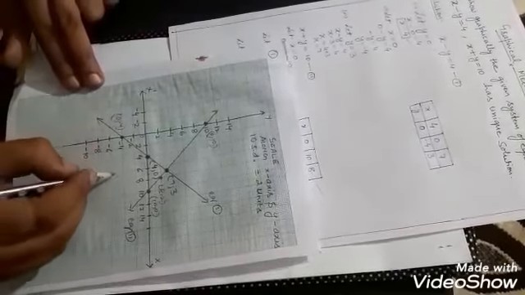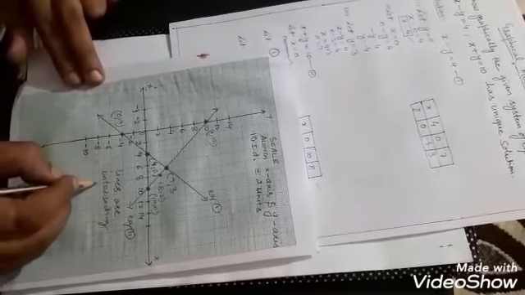Now we found that the two lines are intersecting. This is for equation 1. This is for equation 2. Now both the lines are intersecting at one point. So the equations will have unique solution. Lines are intersecting. Therefore, unique solution.